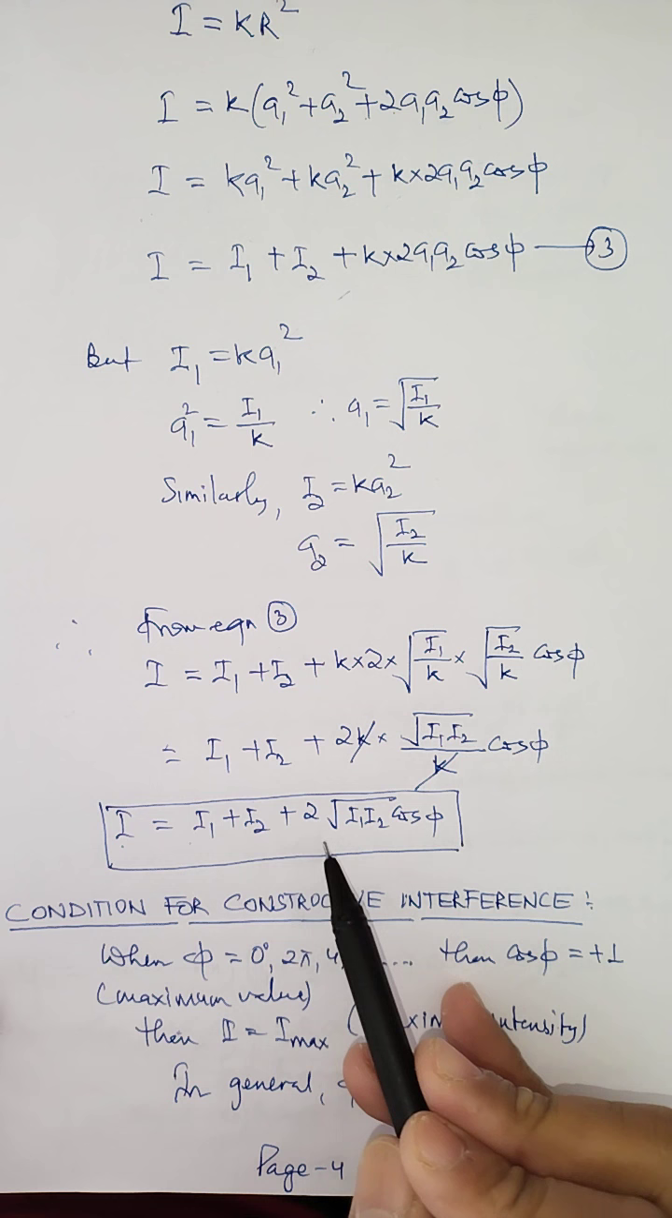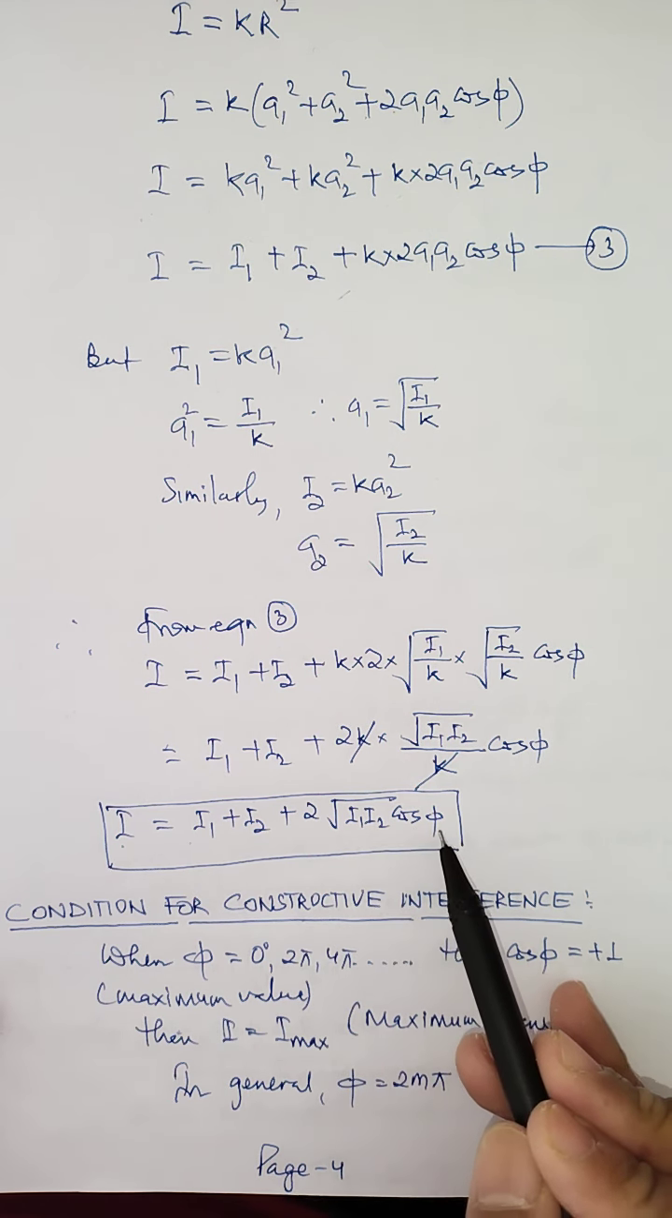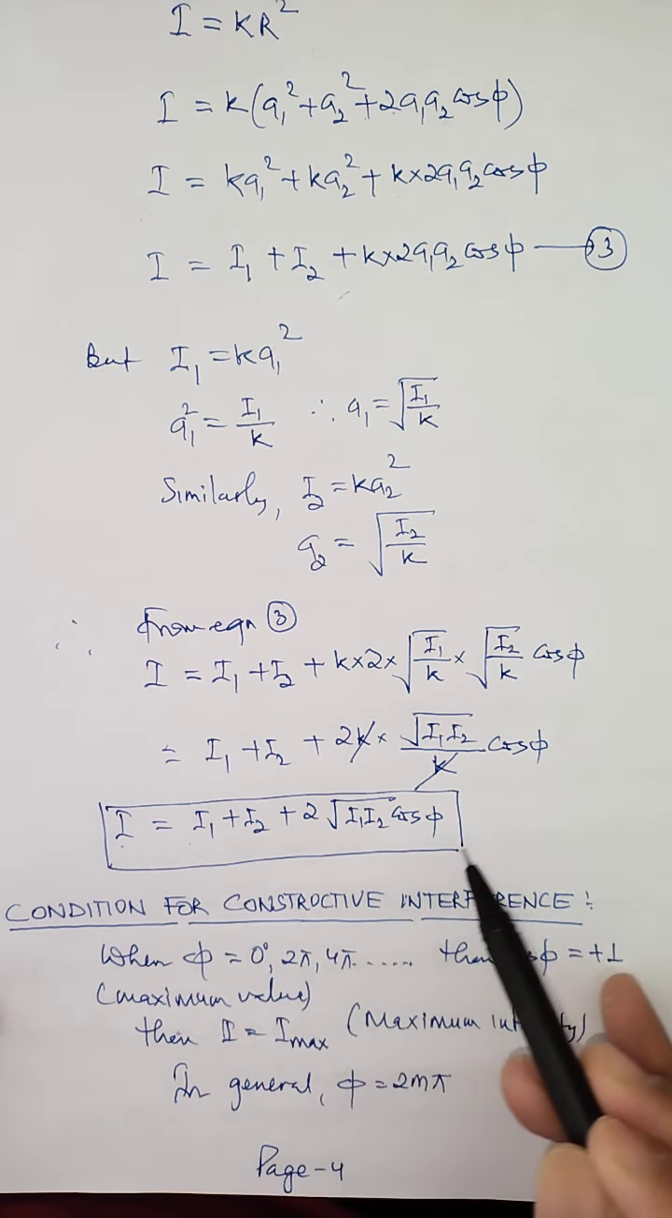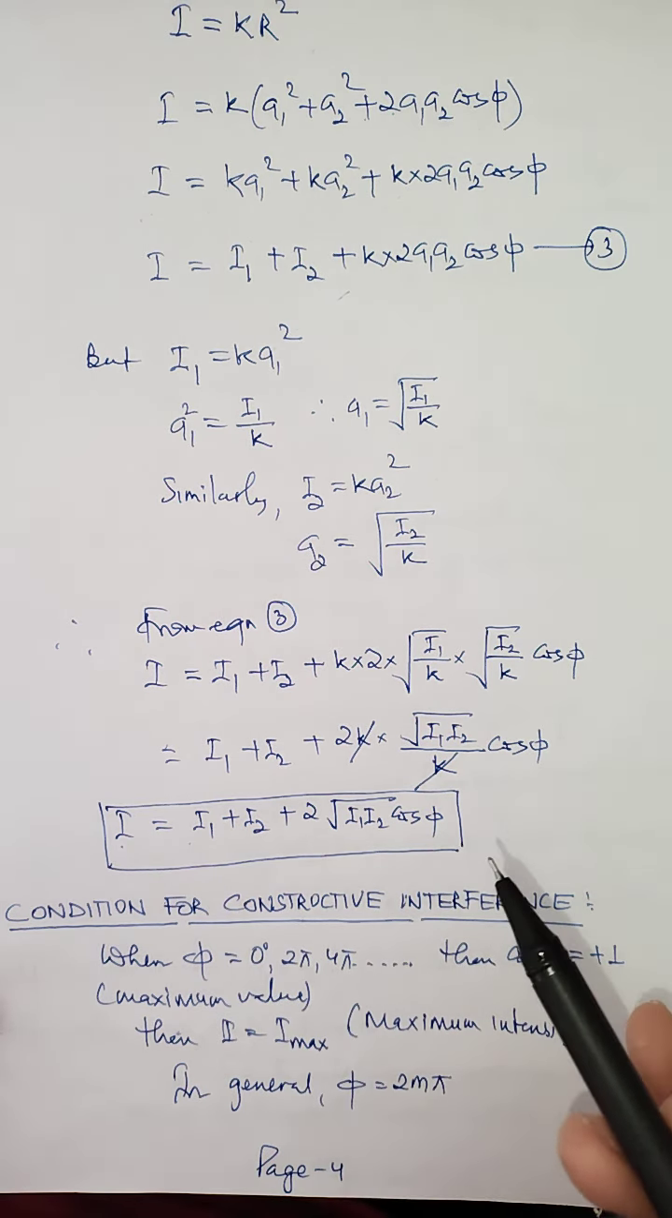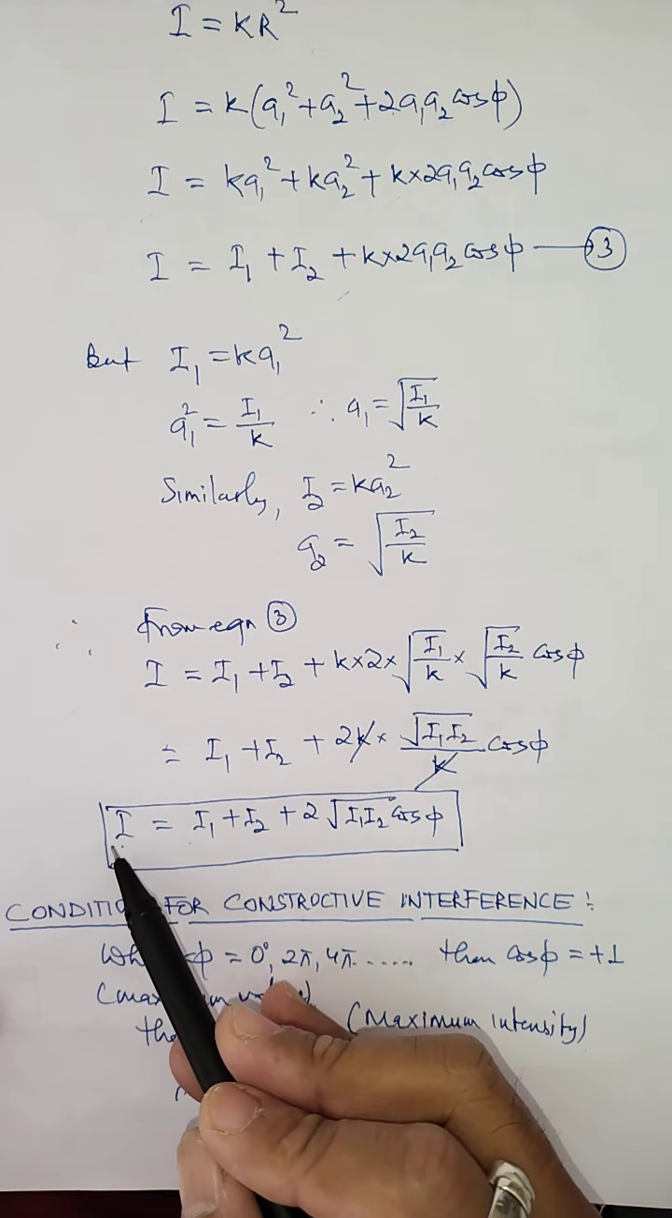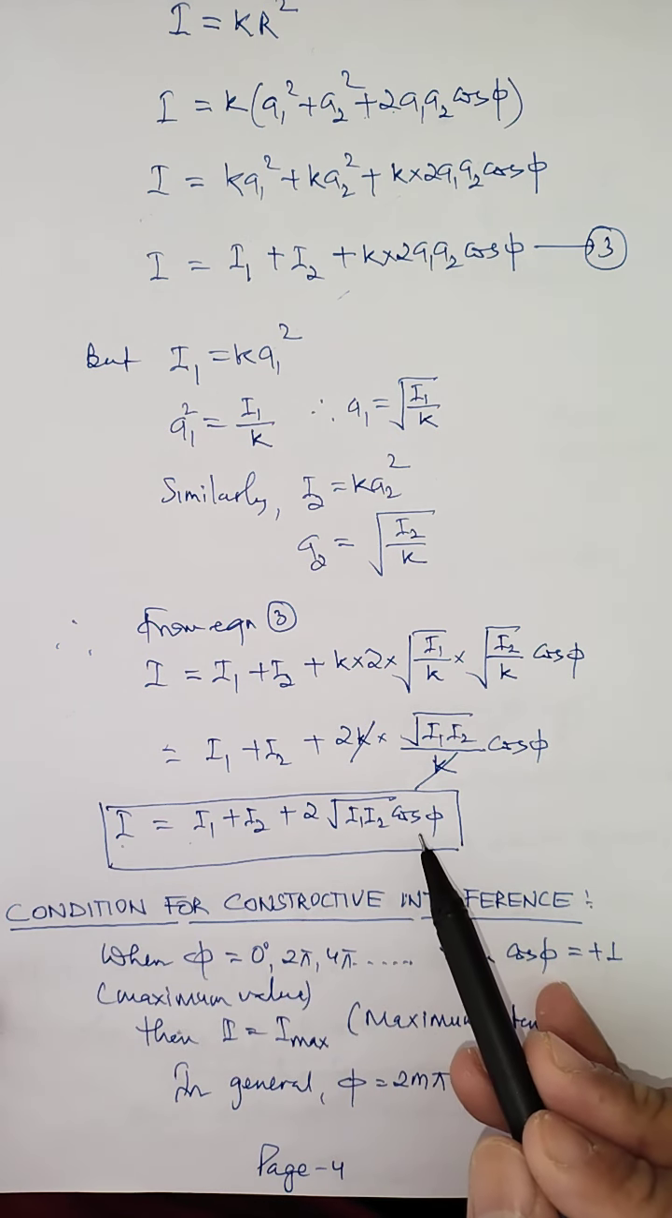Alright dear children, now we go to the next part of this interference of two waves. In the last video we have done up to this relation: I equals I1 plus I2 plus 2 square root of I1 I2 cos phi. Now this is the expression that measures the intensity of the resultant wave by the superposition of two waves traveling in the same medium. Now this intensity actually depends upon the phase difference.